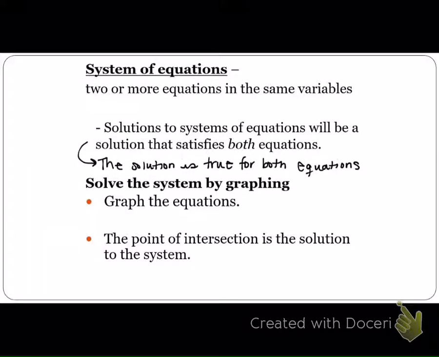That point of intersection is your solution because it is a true ordered pair. It is an ordered pair on the line of both equations. That's what it means to satisfy both equations. That ordered pair is on both lines. So therefore, the intersection point is what makes that the solution. So your answer is always written as an ordered pair.